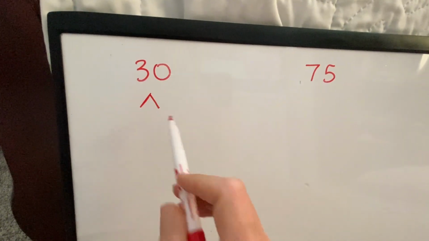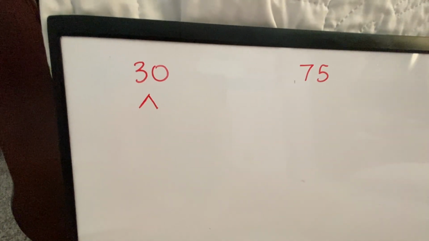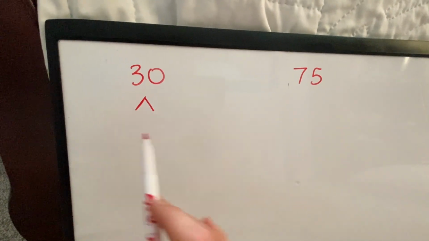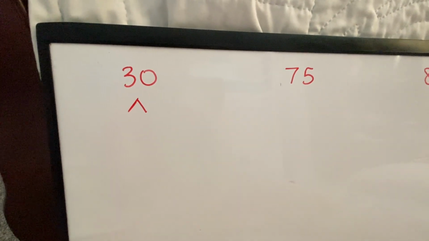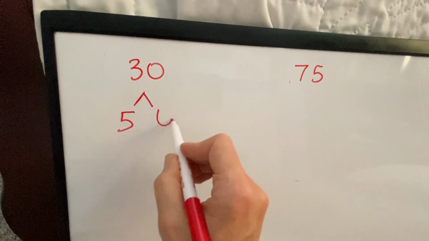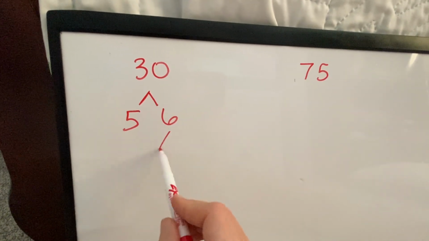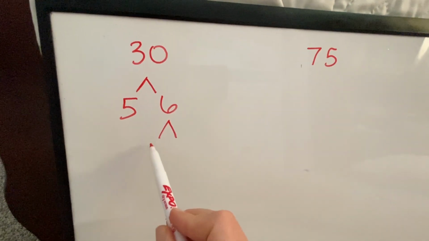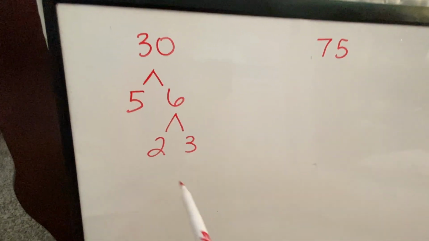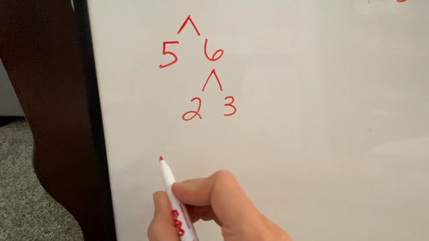When you do this, remember, you just need to find 2 factors of 30. It could be 2 and 15, 3 and 10, or 5 and 6. It doesn't matter, so I'm just going to go with 5 times 6. 5 times 6 is 30. The 5 is a prime number, so I'm going to keep it. The 6 you can break down to 2 and 3. So this is 2 times 3 times 5.